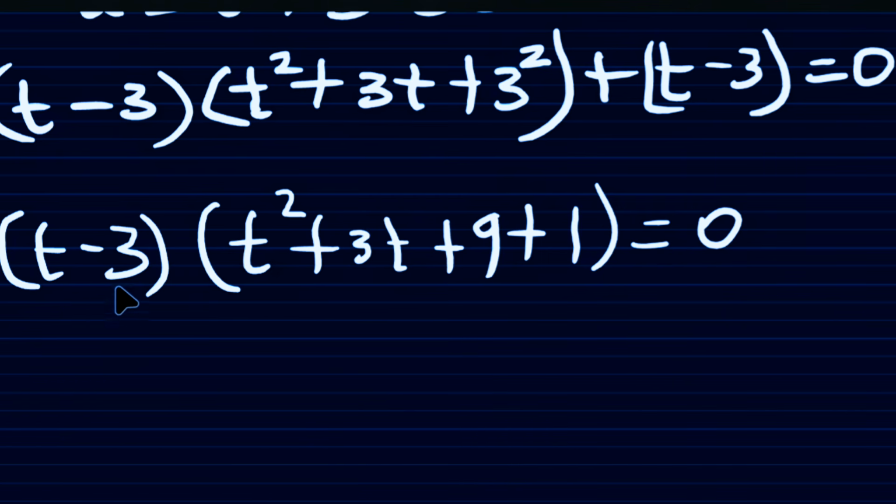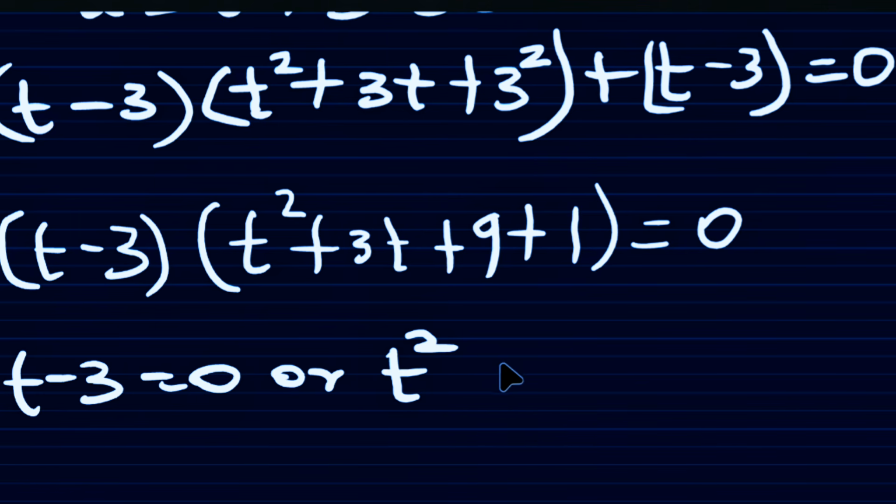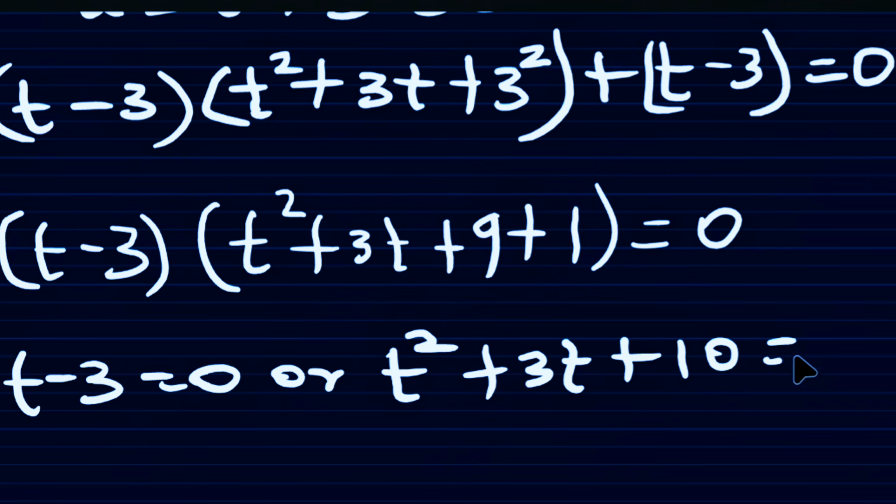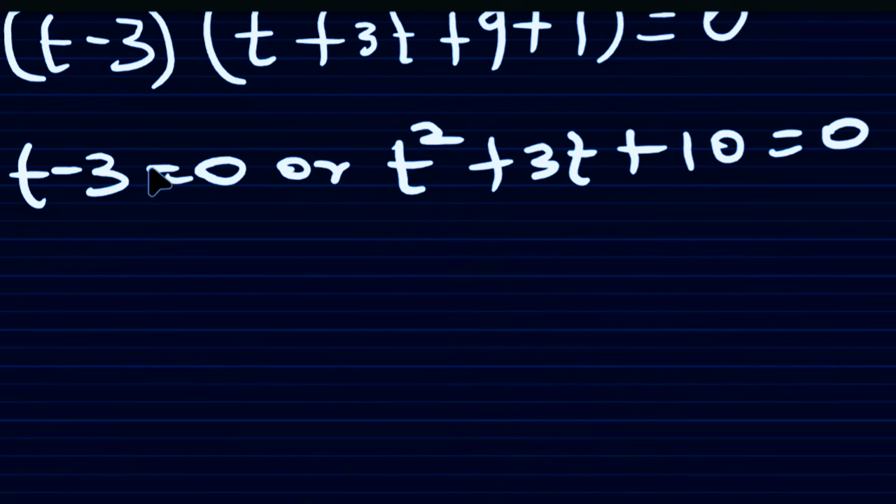Here we can apply the zero product rule, and the rule says that either t - 3 equals 0, or t^2 + 3t + 9 + 1, which equals 10, equals 0. Looking at the first one, we have a linear equation. If we make t the subject of the formula, it simply means that t equals 3. So we have gotten the t1 that we expected to find. t1 equals 3. Now, from this part, we are going to be solving this using the quadratic formula, because this is a quadratic equation.